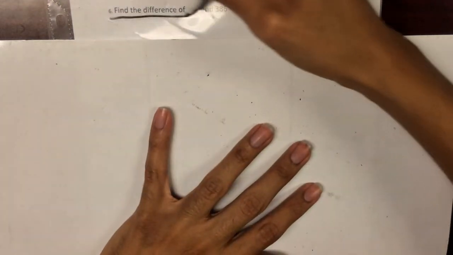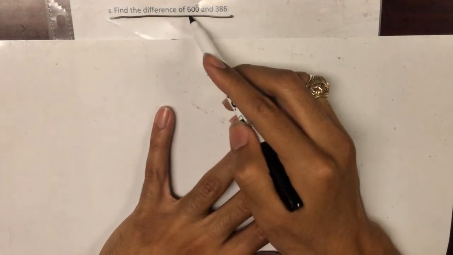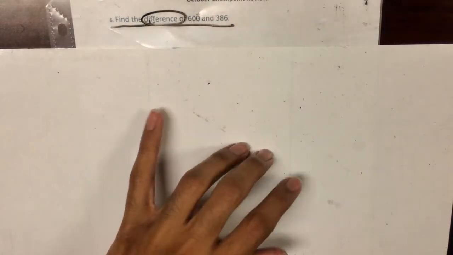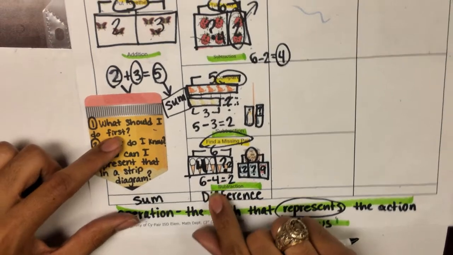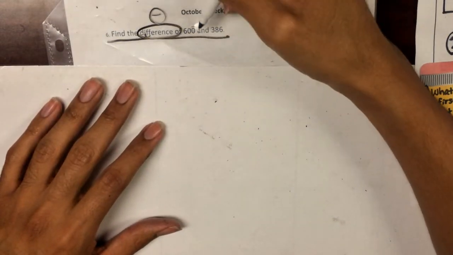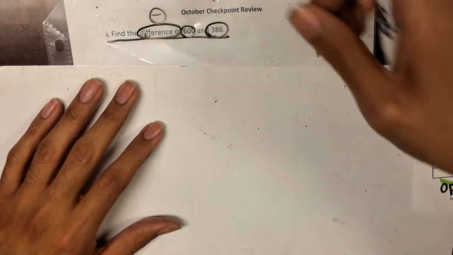Let's underline the sentence. It says, find the difference of 600 and 386. What I can circle is the word difference. If you take a look at your action poster, difference is the answer to a subtraction problem. So that's my clue that I need to subtract these numbers, 600 and 386.